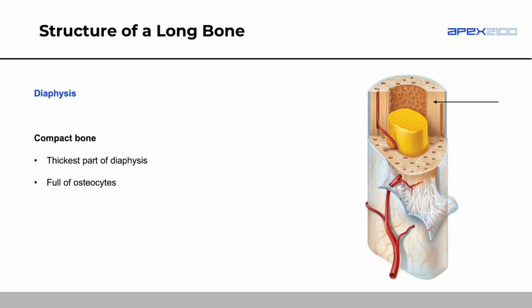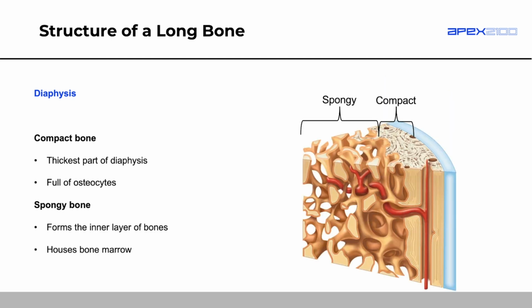We've got compact bone in the diaphysis. So I said this is the thick, dense part of the bone, and you can see in this picture there the compact bone, which is full of osteocytes, which is the bone cells. And we've got spongy bone, which again is that spider web construction of the spongy bone, which allows blood vessels to run through it, and it mostly forms the inner layer of bones. And importantly, it houses the bone marrow. So the bone marrow within the bones lives here, and we'll talk about the bone marrow next.